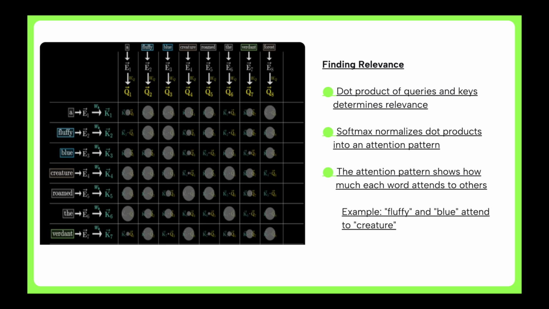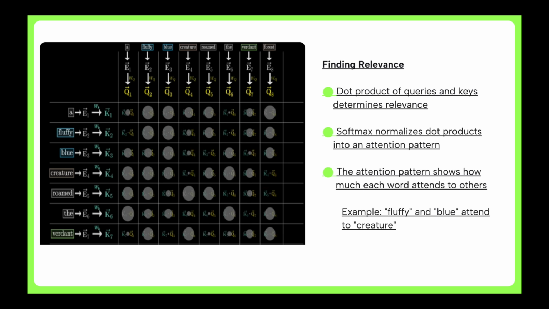If in the dot product we get a big positive number, it means the key and the query are a great match. That means that they are related to each other. For example, in the phrase fluffy dog, fluffy would have a large dot product with dog. If the answer is small or negative, it means that the words aren't really related to each other. They don't have much to say to each other or about each other.